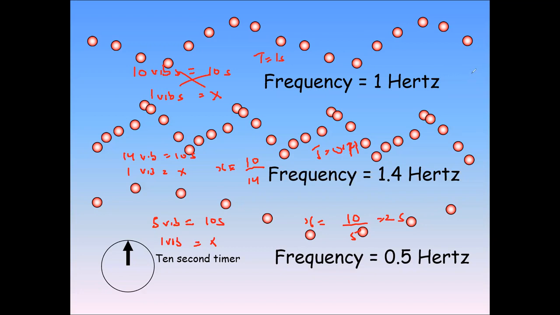So when we compare, the one with the highest frequency will have the shortest time period, and the one with the lowest frequency will have the longest time period, because frequency refers to the number of vibrations. If there is a greater number of vibrations every second, then the time for each vibration will be less. So if frequency increases, the time period will decrease.